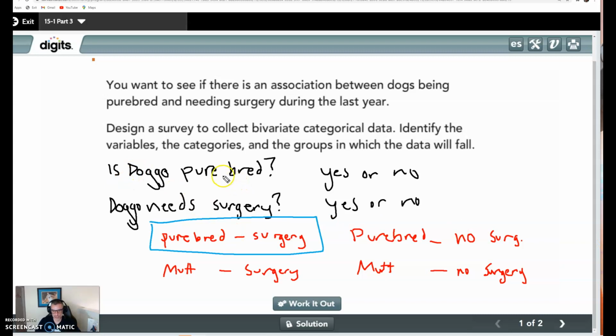We got our two variables here, which is purebred and surgery. Our categories are yes or no for both, and then these are our four possibilities.